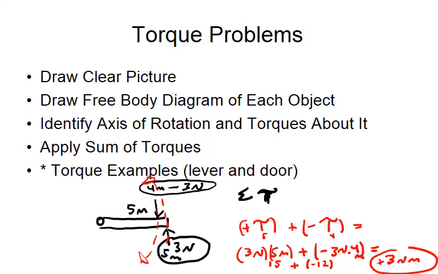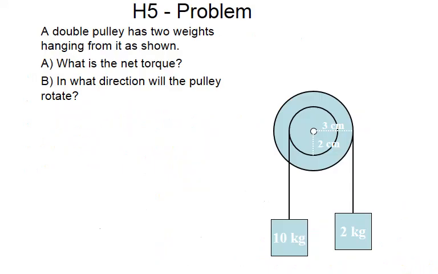So what that means is this one here, the one pushing at 5, is actually going to make it go this way. And so the overall torque, if we just had one torque instead of all of those, would be the equivalent of that.